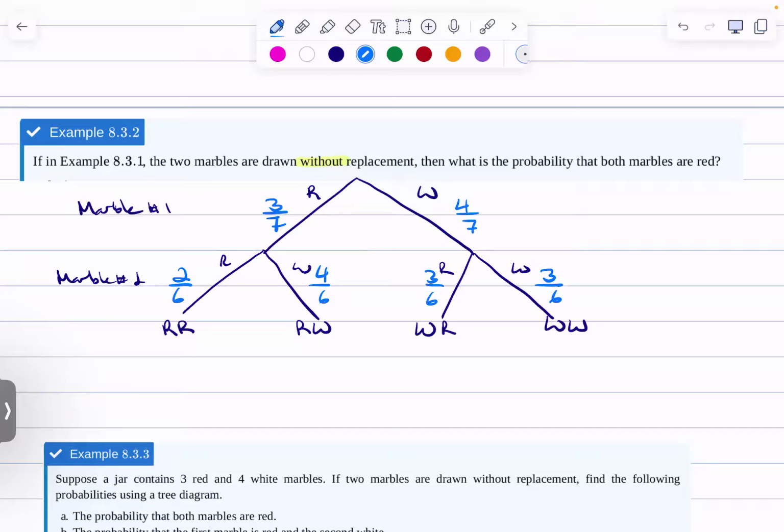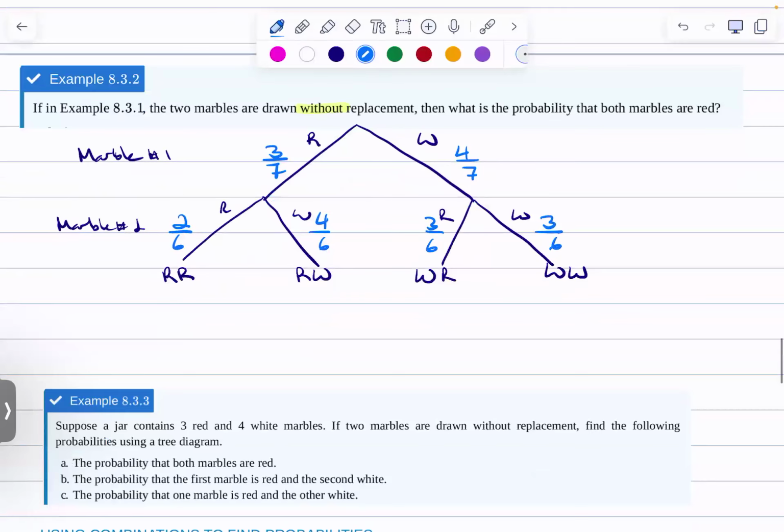So now you can do 3/7 times 2/6. I'll do 4 decimal places again, 0.1429. 3/7 times 4/6, 0.2857. And 4/7 times 3/6 is 0.2857 again.